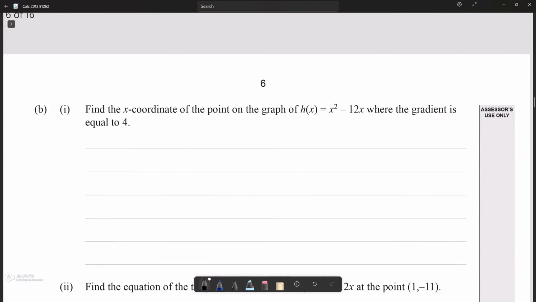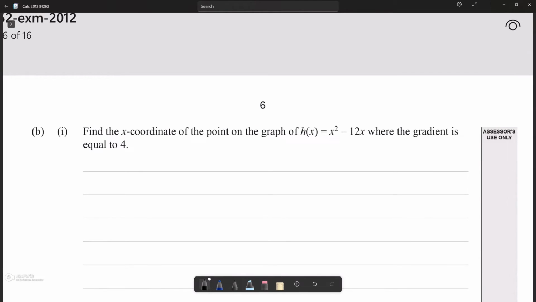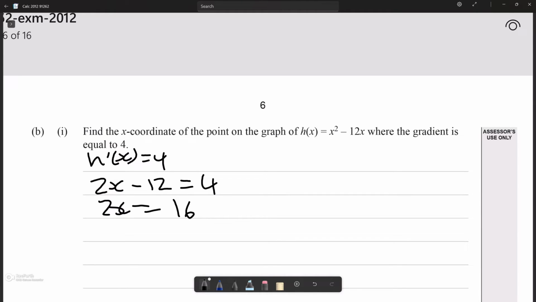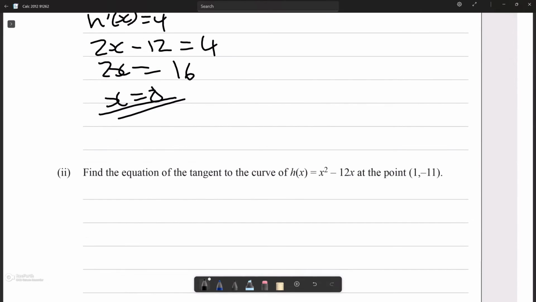And then the next one, okay, let's drop those. Find the x coordinate of the point on the graph h of x equals x squared minus 12x when the gradient is equal to 4. So h dash of x would be equal to 4, therefore 2x minus 12 is equal to 4, 2x is equal to 16, x is equal to 8.